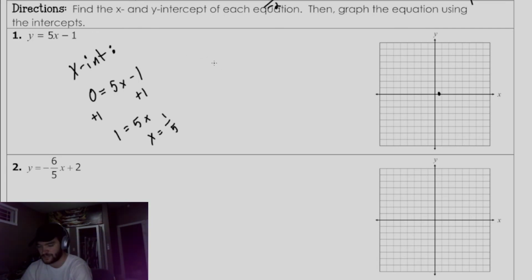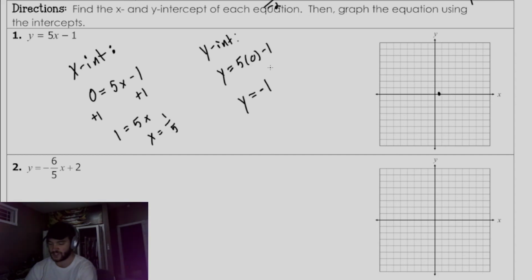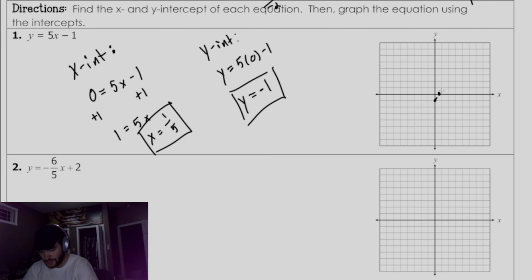Y-intercept. I guess I should probably write this straight, but we're already here. It's okay. So we end up having this. So y equals negative 1. Good, that's my y-intercept. So at y equals negative 1 right here, it looks like our graph's going to look like this. Done. Easy peasy.